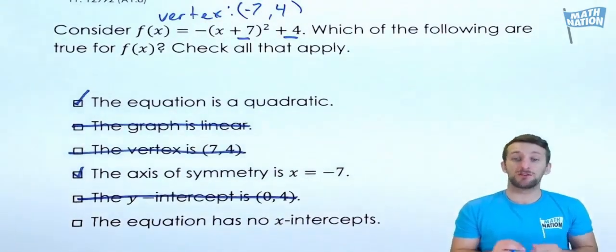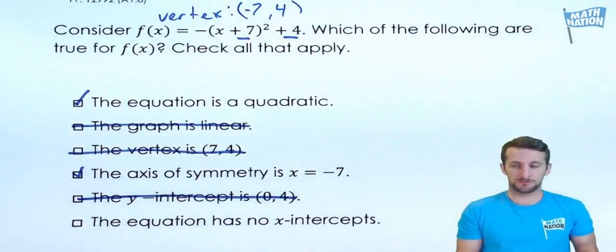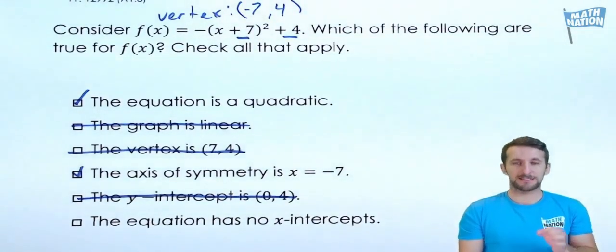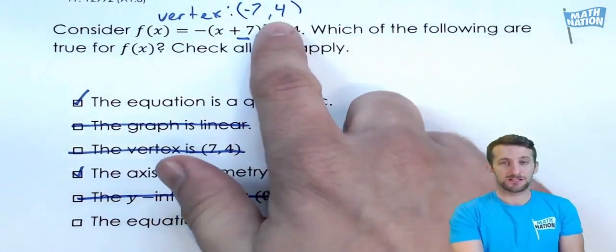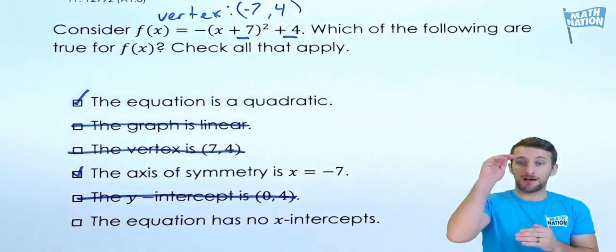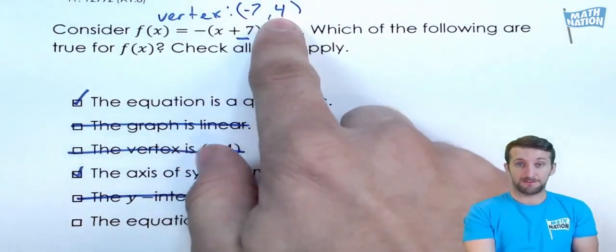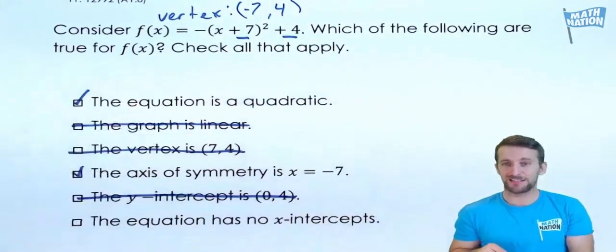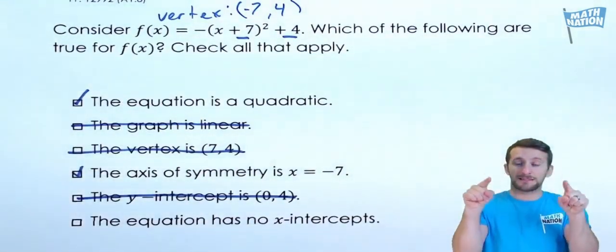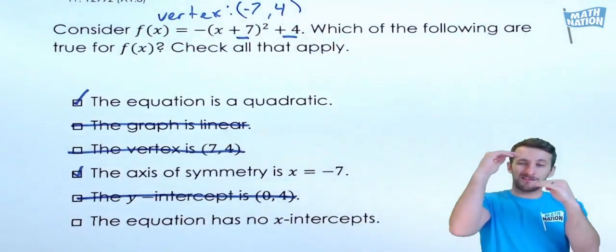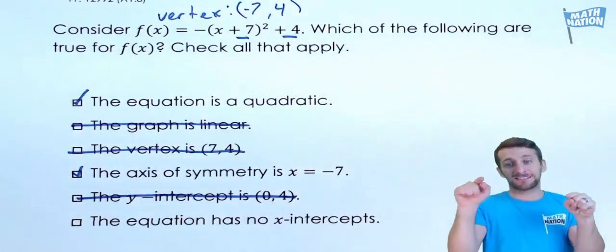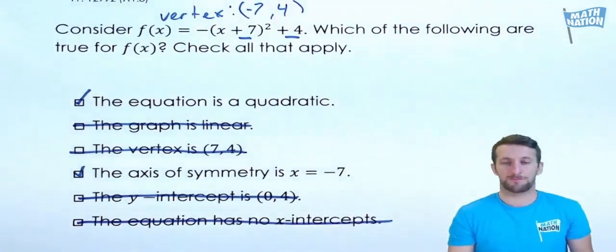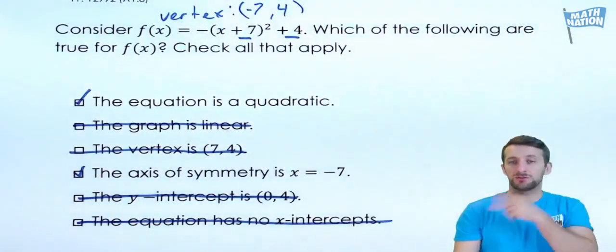The equation has no x-intercepts. Well, we know that is going to be false. The reason being is because this equation's vertex is above the x-axis. It's at 4. That vertex is above the x-axis, and since it has a negative leading coefficient, that means it opens downward. So since it's above the x-axis and it opens down, it's actually going to have 2 x-intercepts. So that is false. All right, so in this case, there are 2 true statements here.